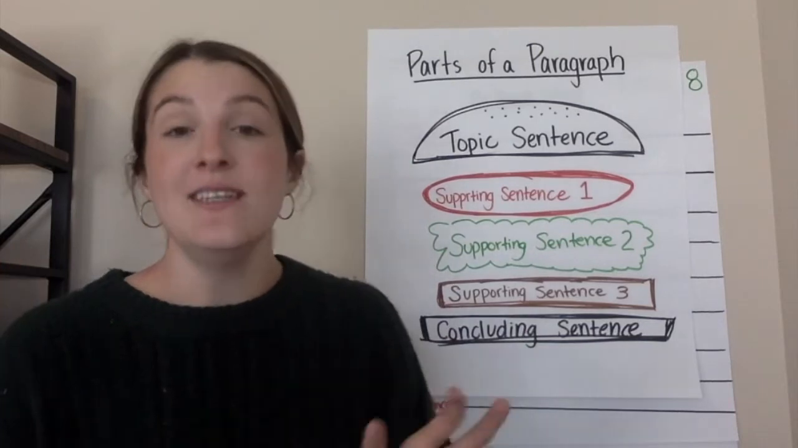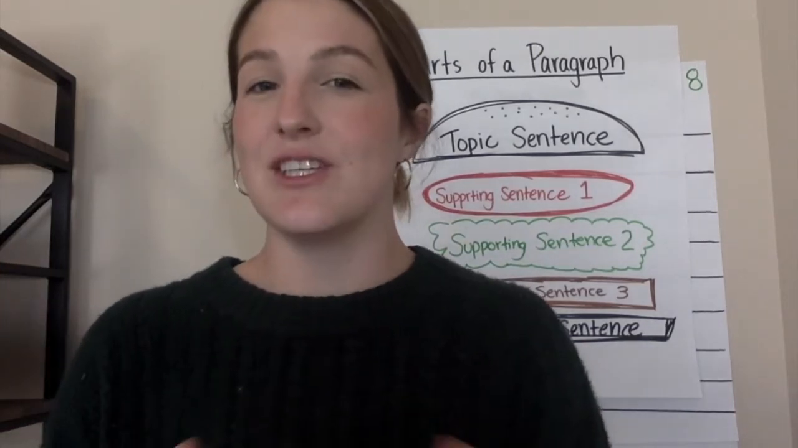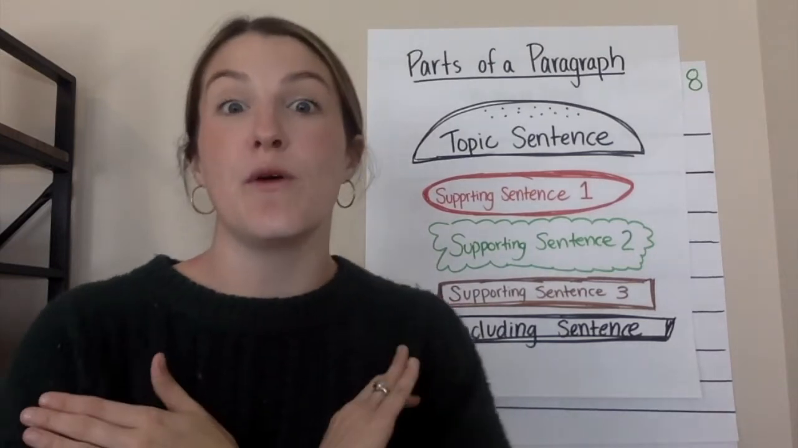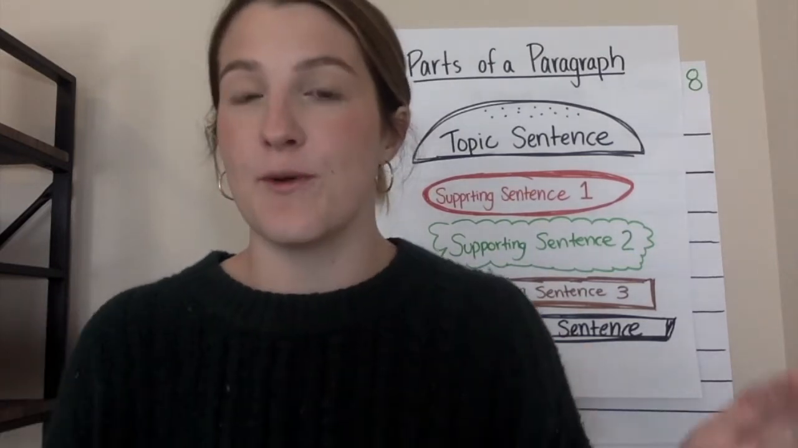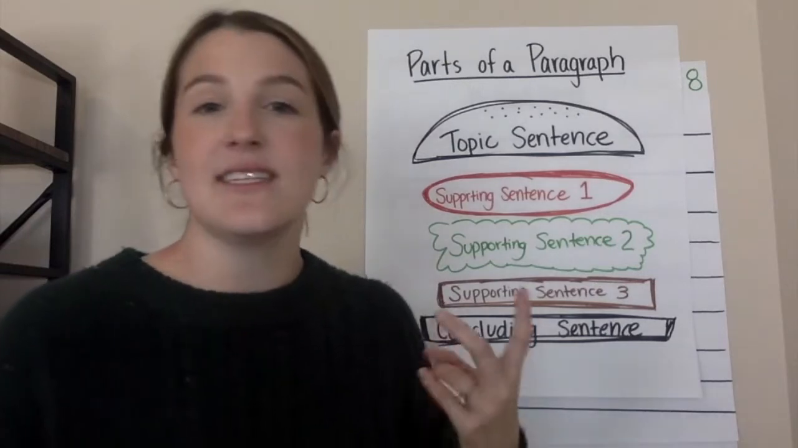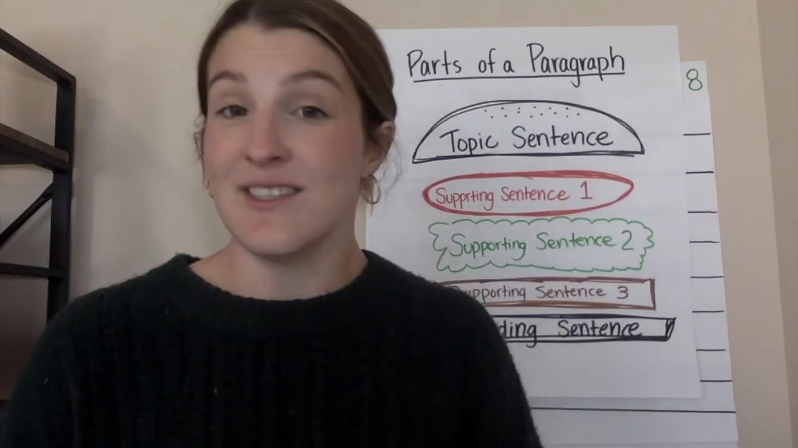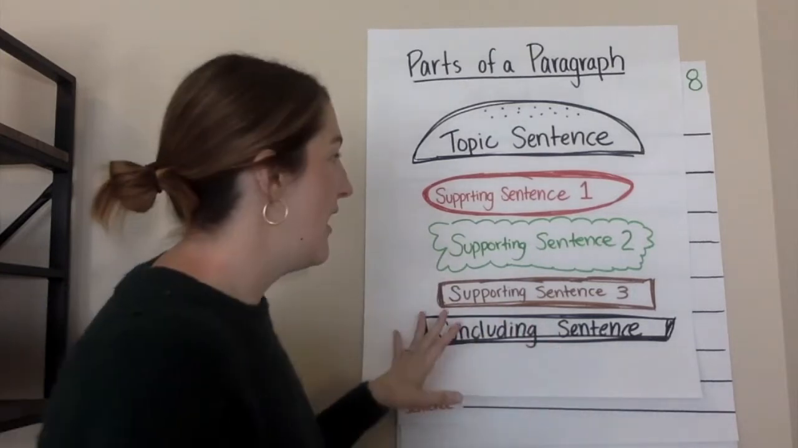When we're done drafting, we're going to publish our piece. And that's the part you're going to do by yourself. When you publish your piece, that means you are writing it as if it's the final read-through. So you make sure you have the neatest handwriting and we're not going to add any changes to it. So let's get started by reviewing the parts of a paragraph.